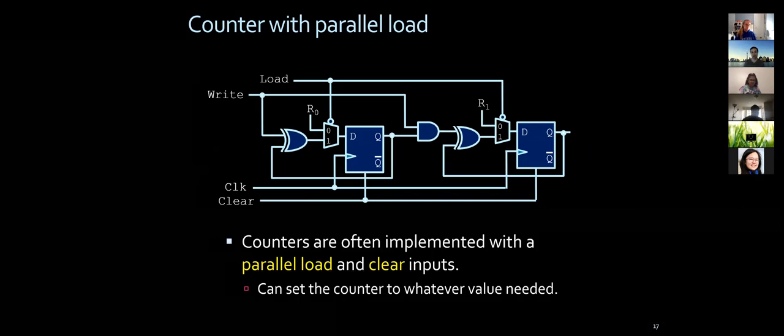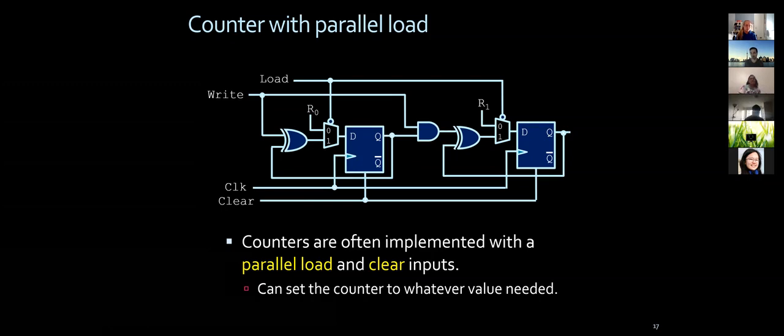So this way, I can have a signal that writes values into this. This is a 2-bit counter, and I can also load it in parallel. And the way it's built, it has a mux, right? Depending on the input from load, it operates either as a read or as a write. So this load signal might disable the write operation and just read the value. Usually those counters are implemented with parallel load and clear inputs. You can set the counter to whatever you need with the write, and load can update it.